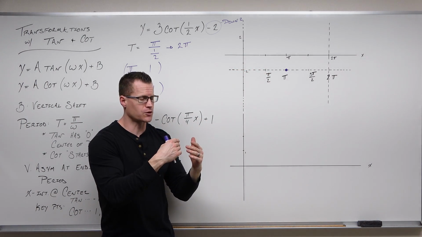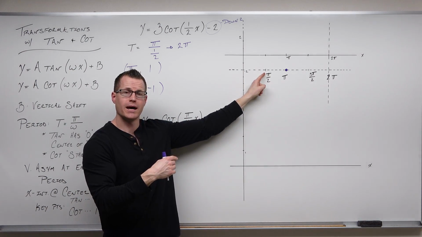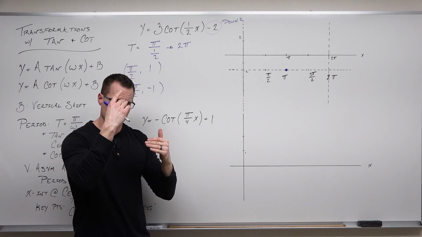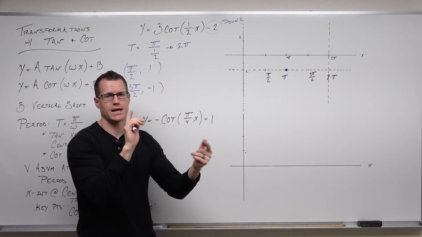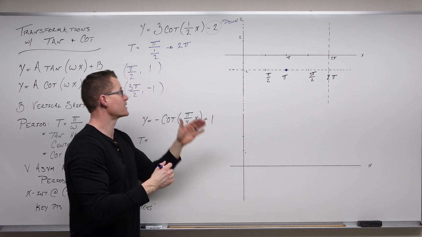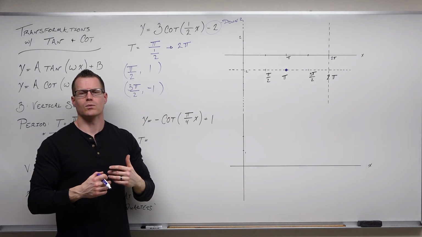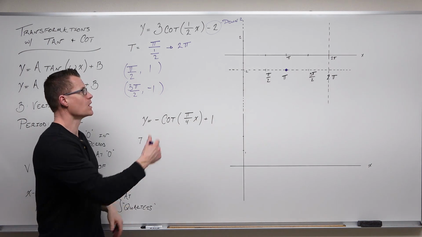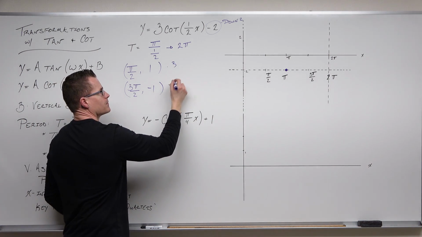Our key points are the first quarter, this is our first quarter, and our third quarter, this is our third quarter. And it's going to be -1 and +1 reversed from tangent. So basically first quarter +1 and third quarter -1. That's what we have here. Now, what happens is that number right there, that factor, affects your outputs. We're going to allow that to happen.